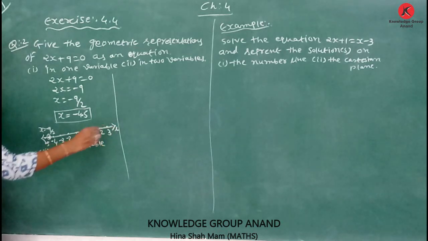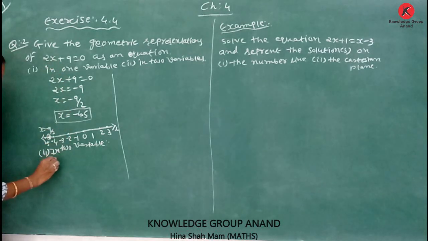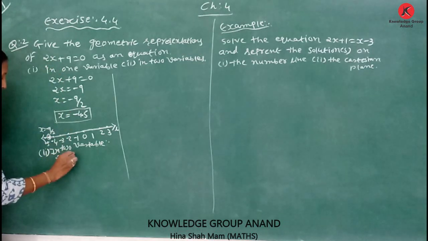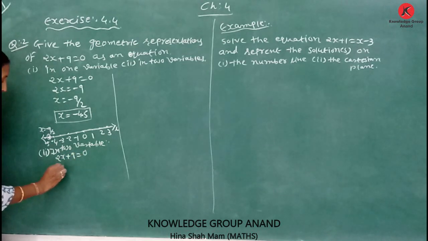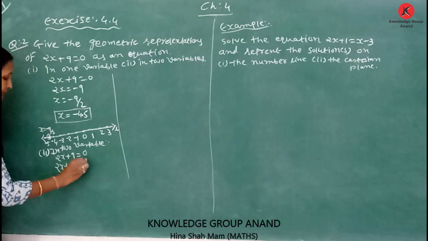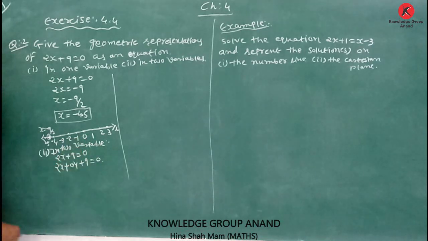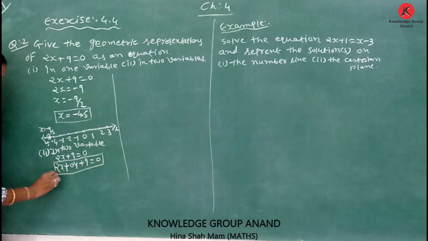We denote it as line L. In two variables, our equation is 2x plus 9 equals 0. We write it as 2x plus 0y plus 9 equals 0, which is the two-variable form.